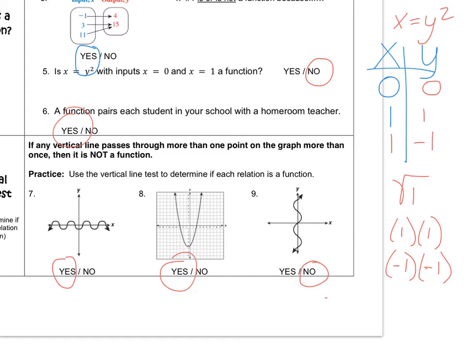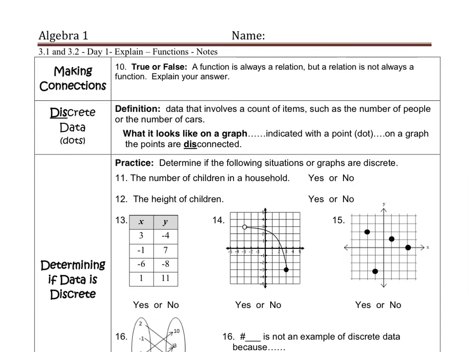So it's not a function. Look at this making connections question. It's talking about the difference in a function and a relation. A relation is just a pair of data, an X and a Y, an input and an output. So that's the more broad term as a relation. A function, not only is it an X and a Y, but you can only have one output, one Y, for every X input. So a function is always a relation, but a relation is not always a function. So this is a true answer based on all of that.